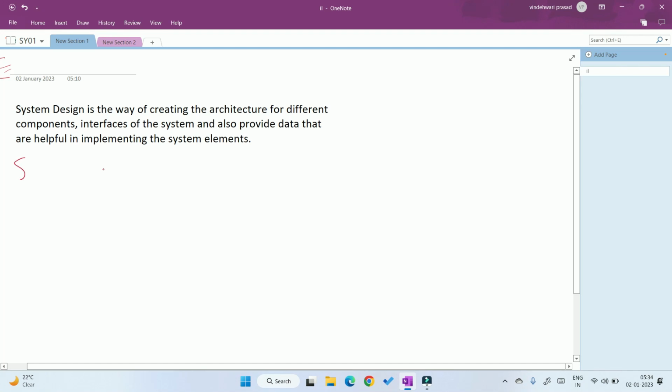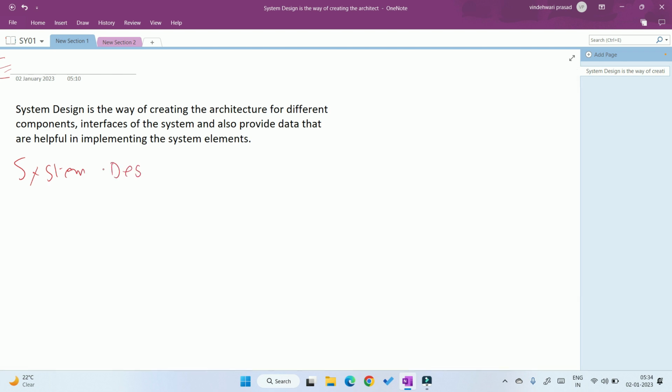Today I will start a new topic that is called system design. System design is one of the important topics asked in any interview. So let us discuss what system design is. First I will start with the definition.